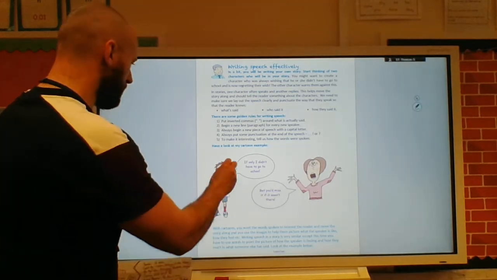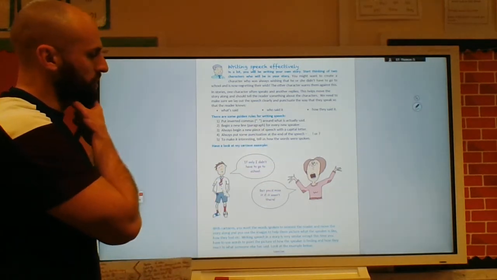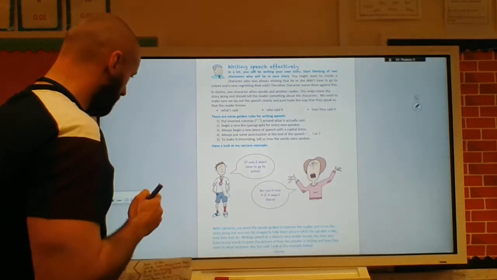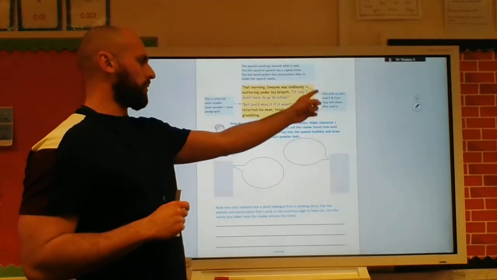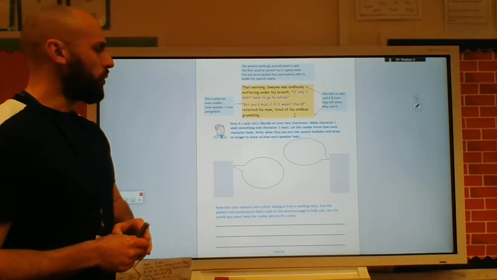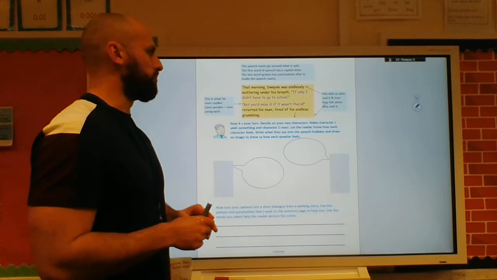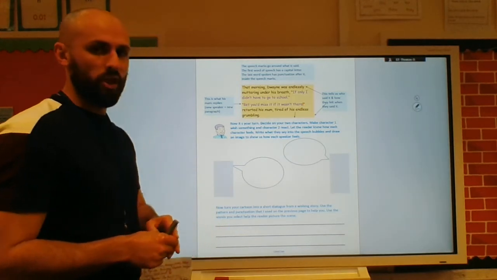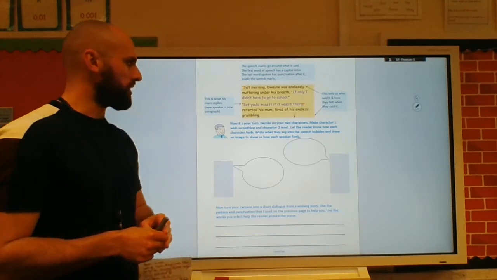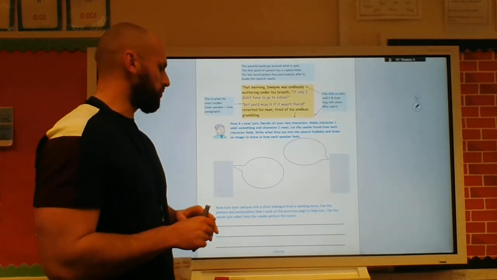So, there's no speech punctuation going on there because it's a cartoon and they've got speech bubbles. Let's take a look at what it might be like if it was written down. That morning, Dwayne was endlessly muttering under his breath, "If only I didn't have to go to school." "Bet you miss it if it wasn't there," retorted his mum, tired of his endless grumbling.